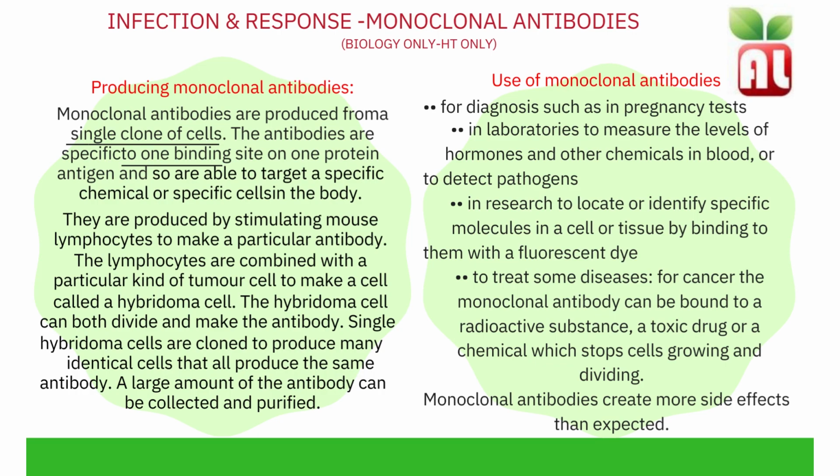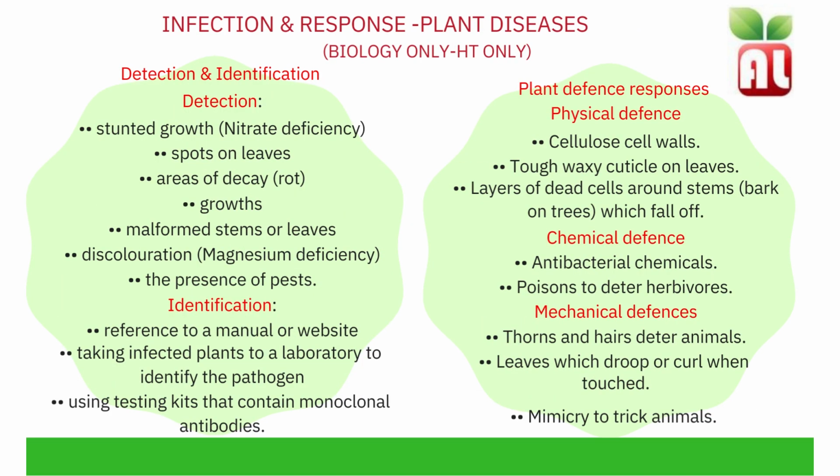They can also be used to measure the level of hormones and other chemicals in the blood or to detect pathogens. They are used in research, locating or identifying specific molecules in a cell or tissue by binding them with a fluorescent dye. They can also be used to treat some diseases. For cancer, the monoclonal antibody can be bound to a radioactive substance, a toxic drug, or a chemical which stops the cells growing and dividing. Unfortunately, monoclonal antibodies create more side effects than expected.